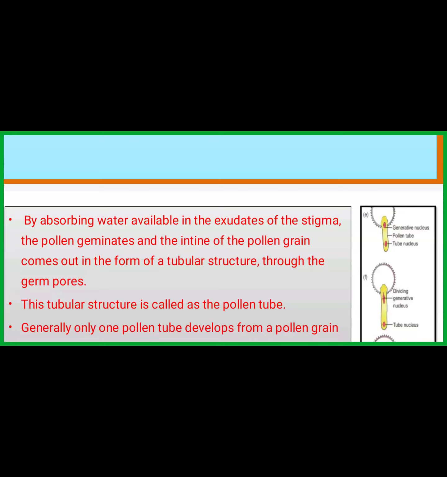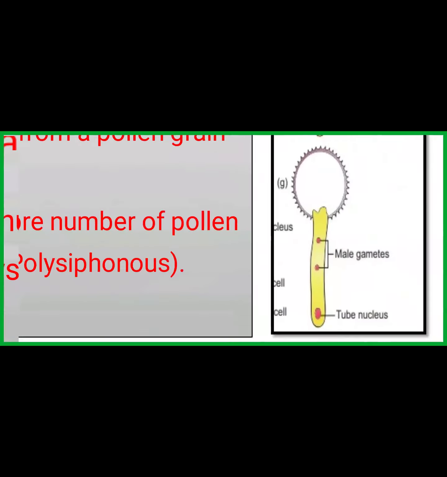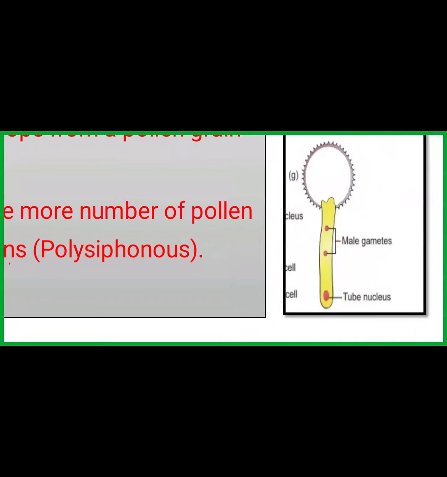Coming to the generative cell, it is surrounded by a wall. There is no cytoplasmic connection between the vegetative cell and the generative cell. The cytoplasm is relatively dense and usually contains cell organelles. The male gametes are formed by the mitotic division of the generative cell. The division usually occurs before the pollen is shed from the anther. See here in this diagram, the nucleus is going through mitotic division and forming the two male gametes.